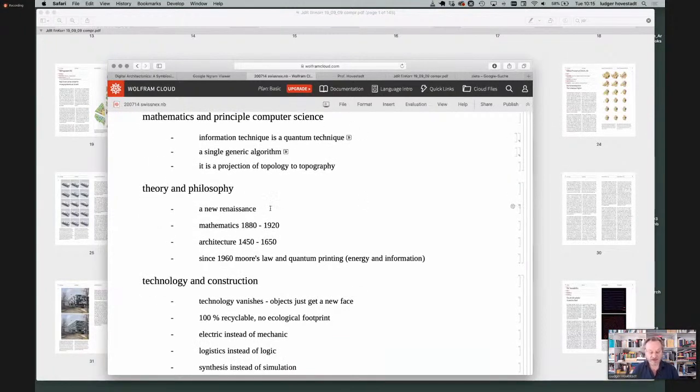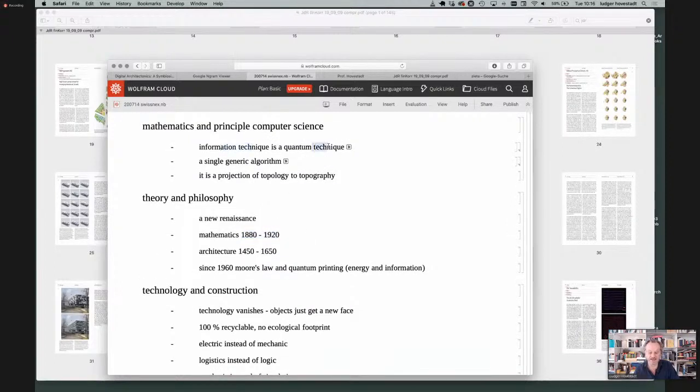In theory and in philosophy, we strongly believe that we are, from a Western perspective, in a new Renaissance. So we reflect on the architecture from 1450 to 1650. They had the same principal challenge as we have. That's very surprising. The mathematics is not contemporary, 1990, 2000, 2010. The mathematics of everything that is challenging us, it's very surprising as well, is from 1880 to 1920, when quantum physics started. Therefore, we think that information technique is a quantum technique, which developed in this time. To understand what's going on, we have to focus on this time.